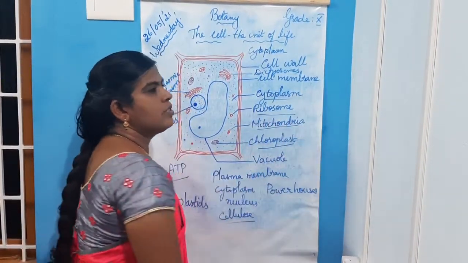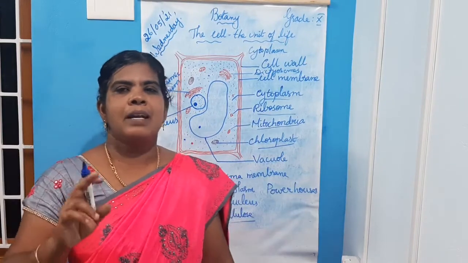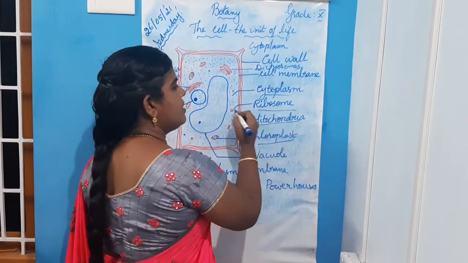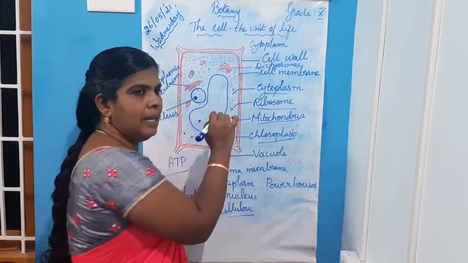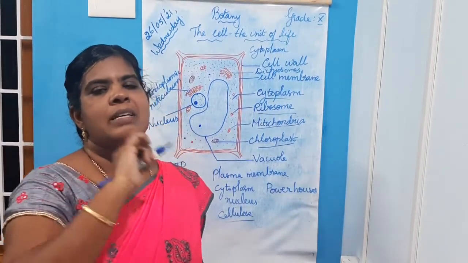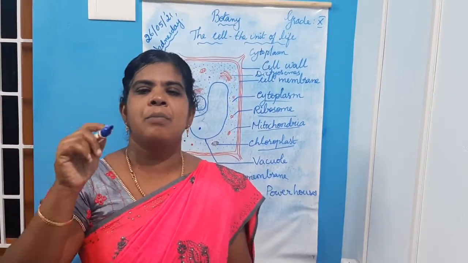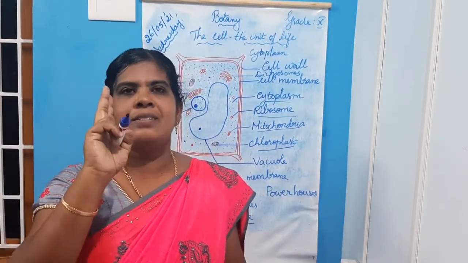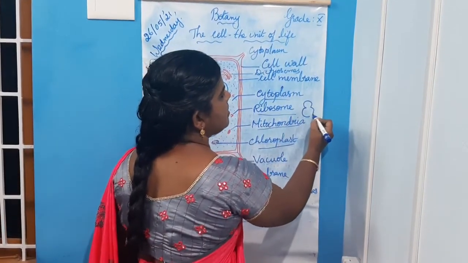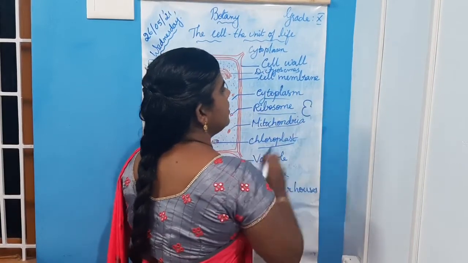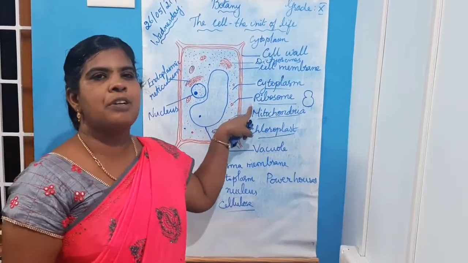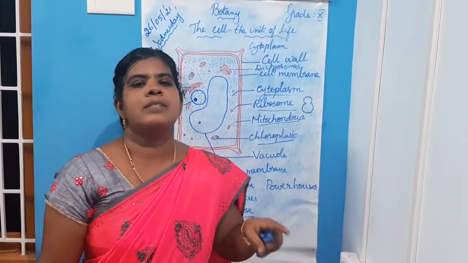Next organelle is the ribosome. These ribosomes are small spherical structures. They are the site of protein synthesis present in the cytoplasm of the cell. They are composed of two rounded subunits. So what about the function of ribosomes? They are the site of protein synthesis.